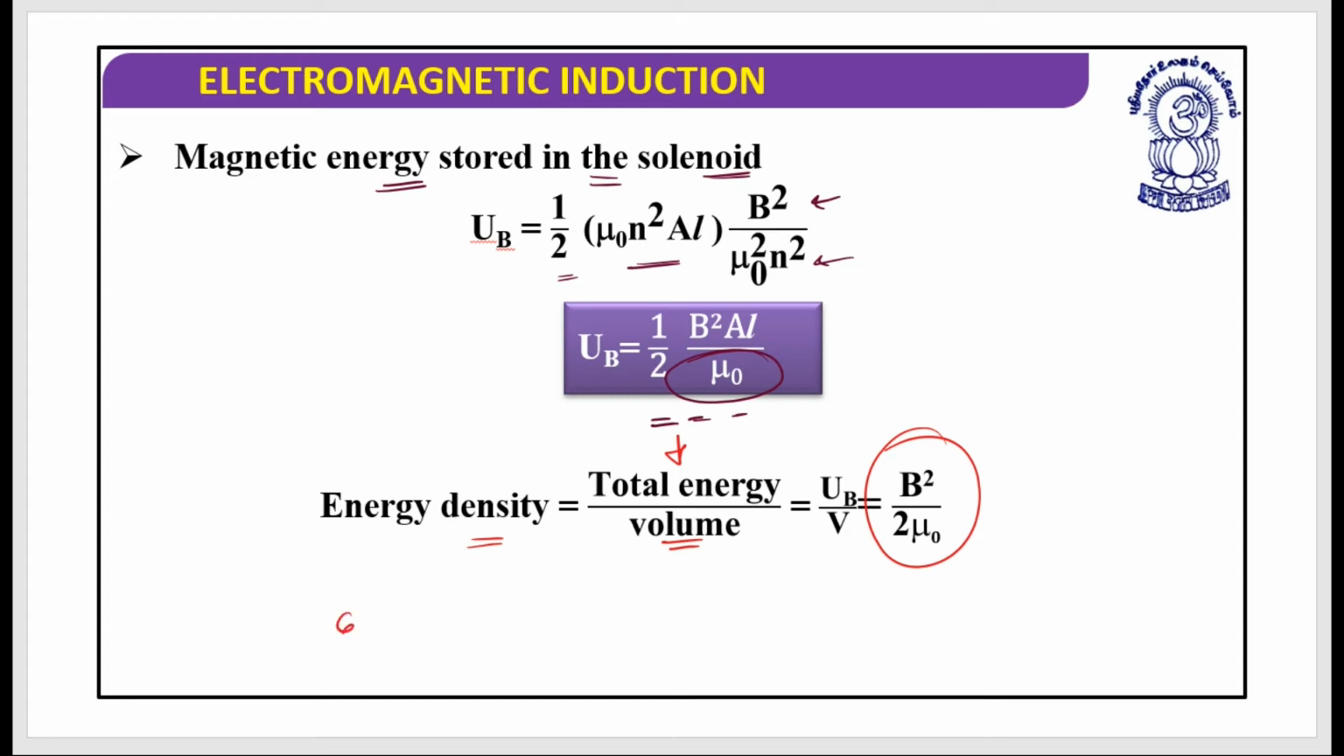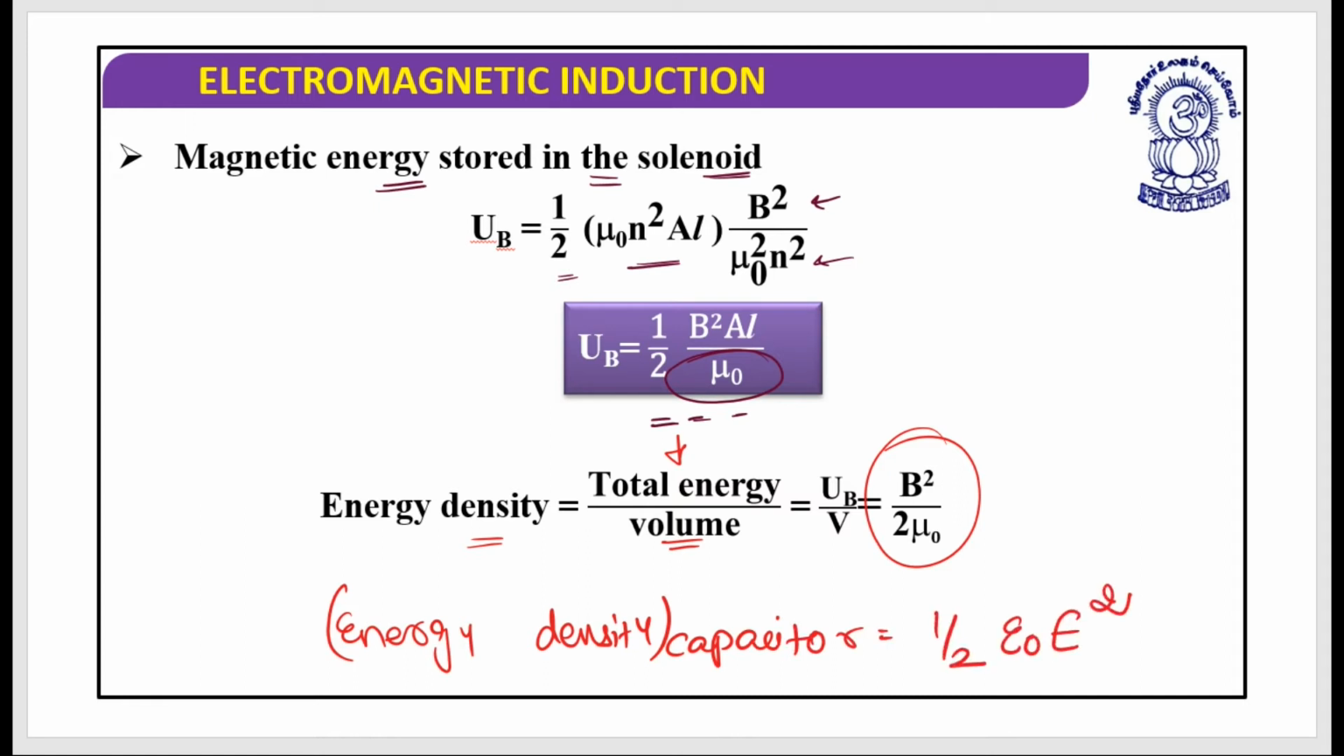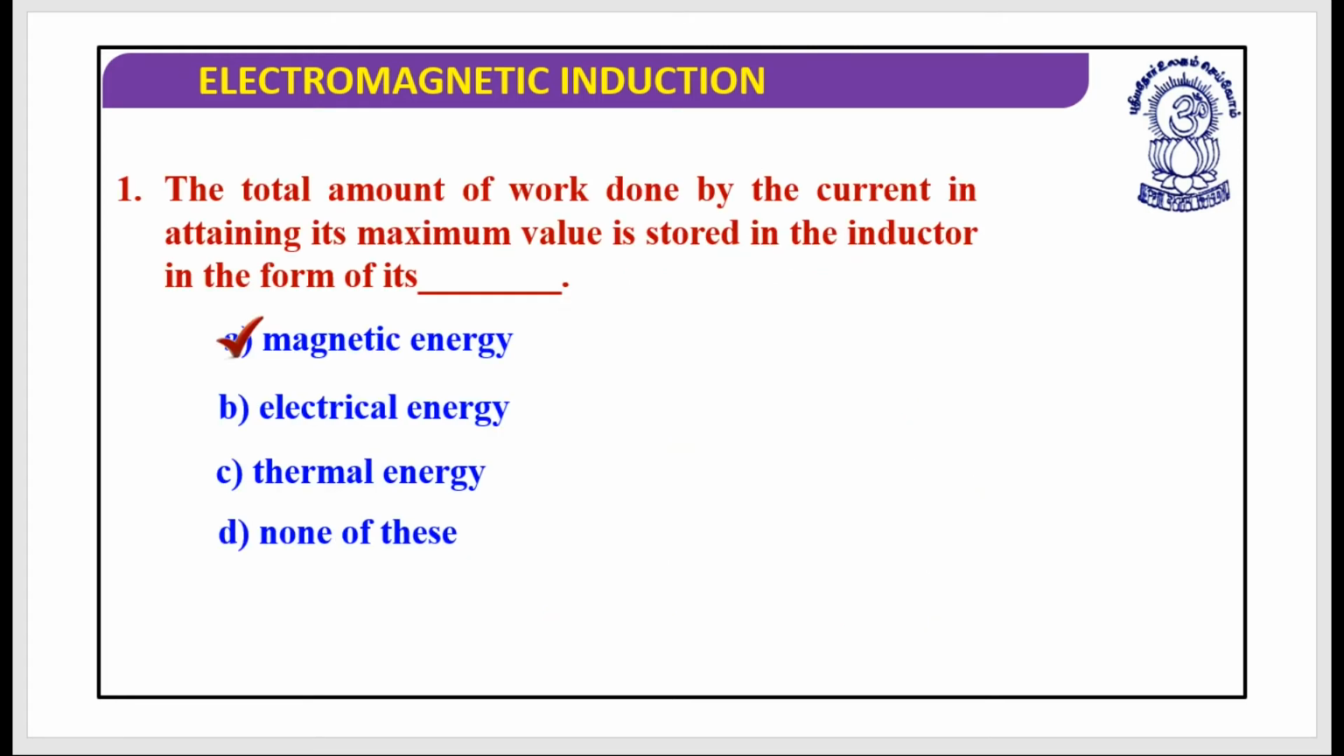When we talked about the energy density in the capacitor, it was just half epsilon naught E square, where E is the electric field. Now in this situation, it is equal to B square by 2 mu naught. I hope this is clear. Great. So now first let's look at certain quick questions, and then we will move to the numericals.